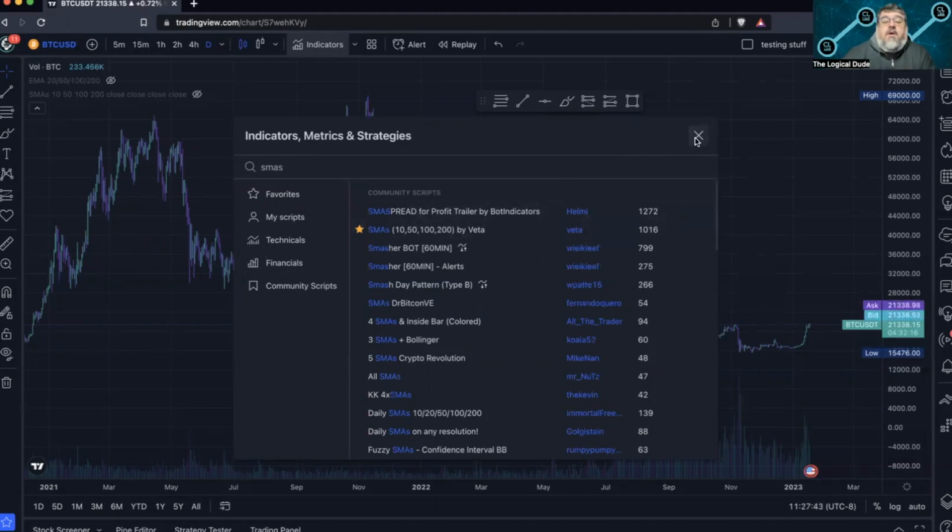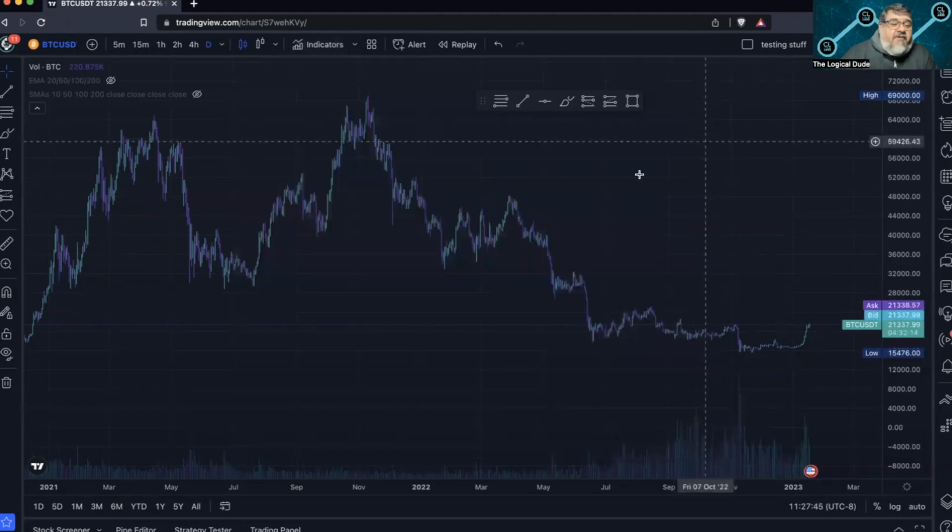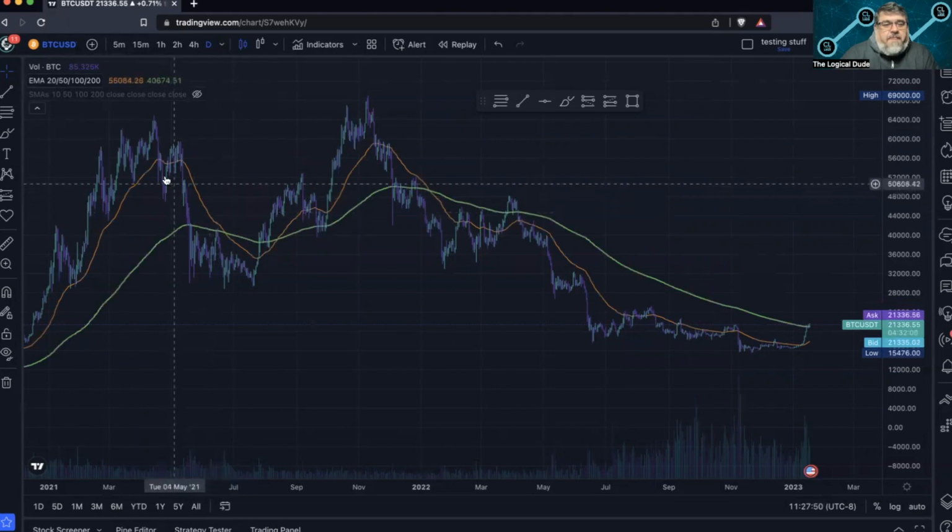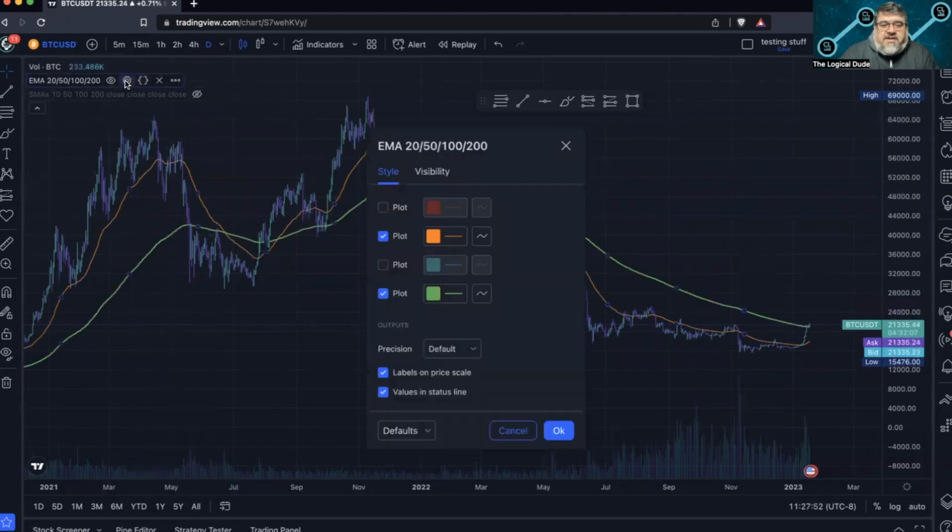I have already got those both pulled up here, and when you pull them up, you can also come in here and look at the settings.